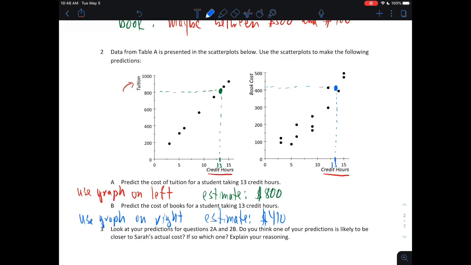Number 3, look at your predictions for questions 2A and 2B. Do you think one of your predictions is likely to be closer to Sarah's actual cost? If so, which one? Explain your reasoning. This goes back to what I was talking about with these scatter plots. The graph on the left, the one that is using credit hours to predict tuition, the dots there are more in line with each other. So it's a little bit easier to make a prediction. Whereas the one on the right, when we have credit hours versus book cost, that's a little bit more difficult to make a prediction.